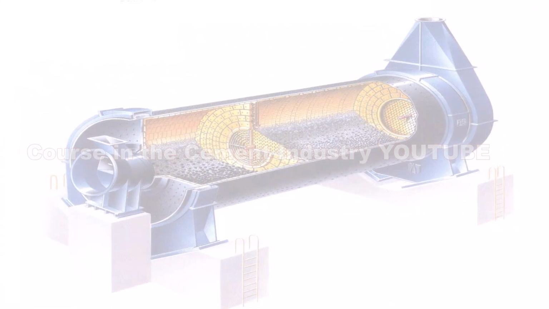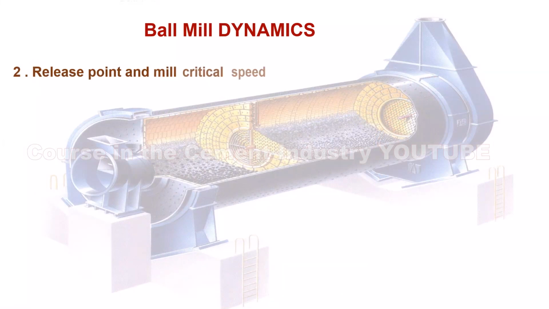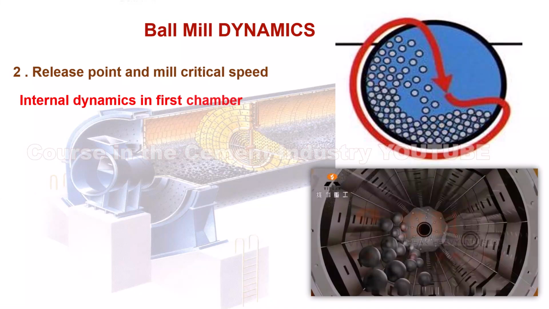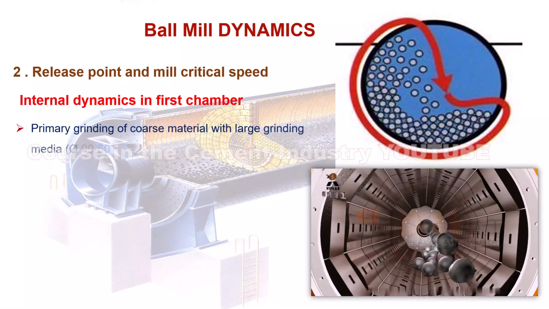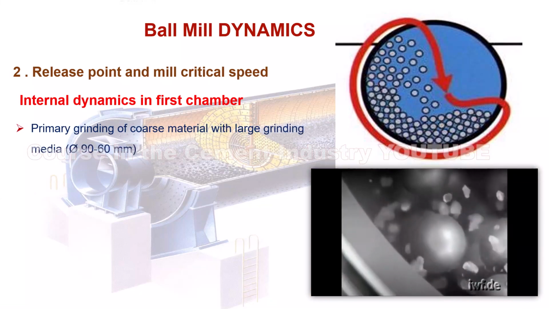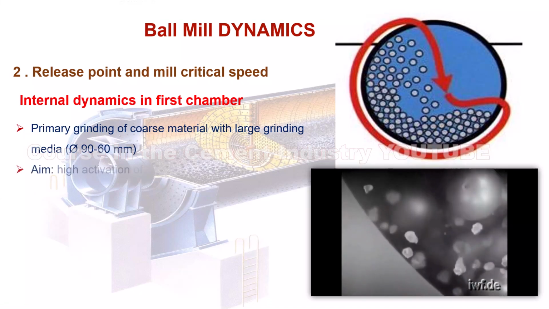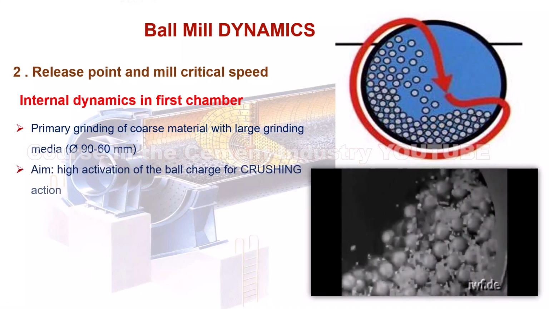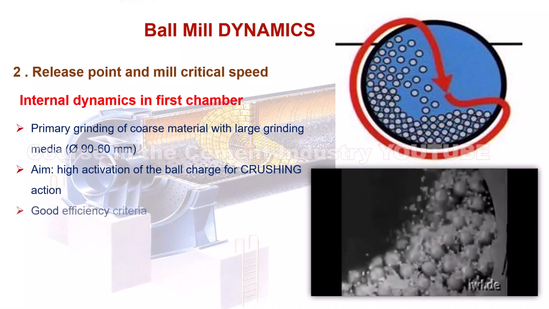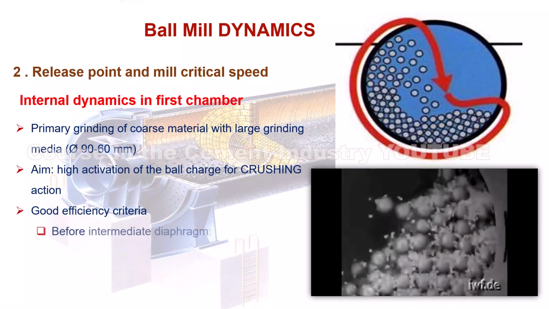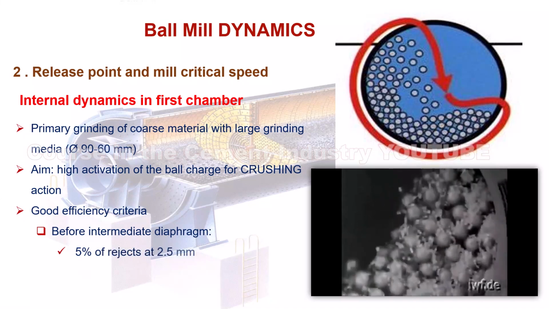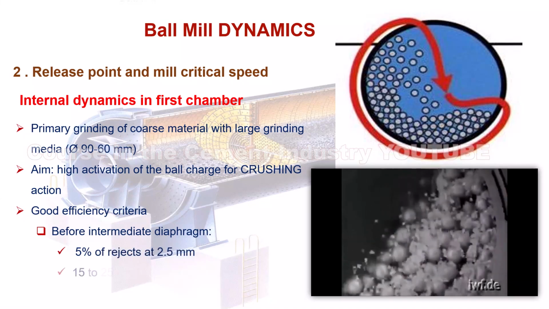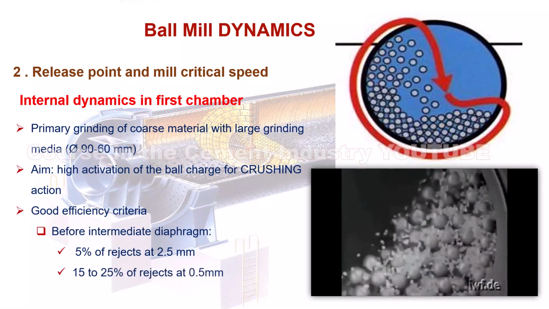We follow together. Ball mill dynamics. 2. Release point and mill critical speed. Internal dynamics in first chamber. 1. Primary grinding of coarse material with large grinding media, A90 to 60 mm. 2. Aim, high activation of the ball charge for crushing action. 3. Good efficiency criteria before intermediate diaphragm: 1. 5% of rejects at 2.5 mm. 2. 15 to 25% of rejects at 0.5 mm.